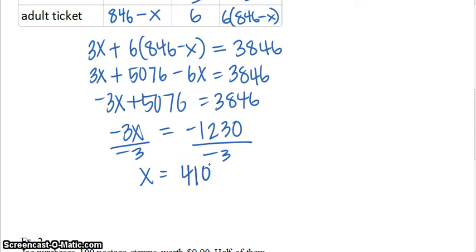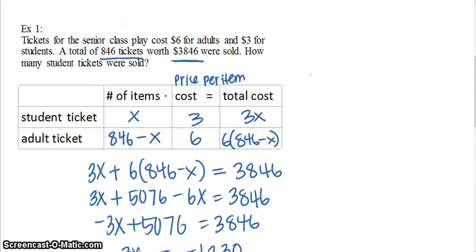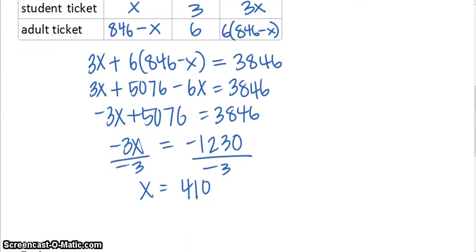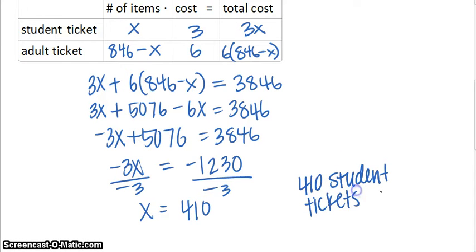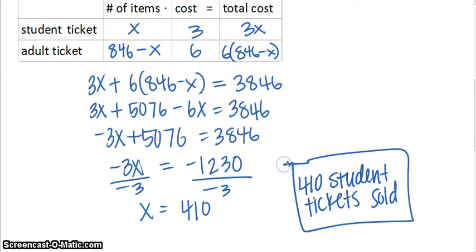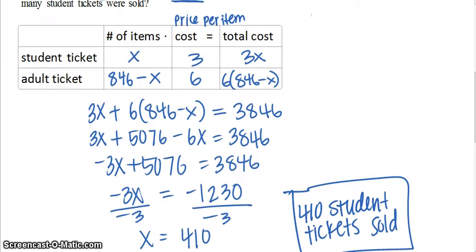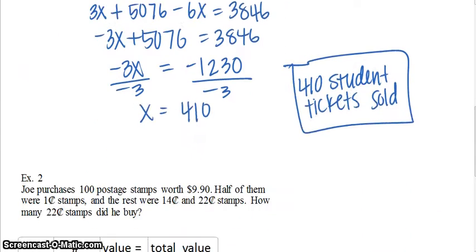So therefore, it says how many student tickets were sold. We found X, and that's the student tickets. So there were 410 student tickets sold. Okay, so yes, these problems require a good bit of work, but doable.